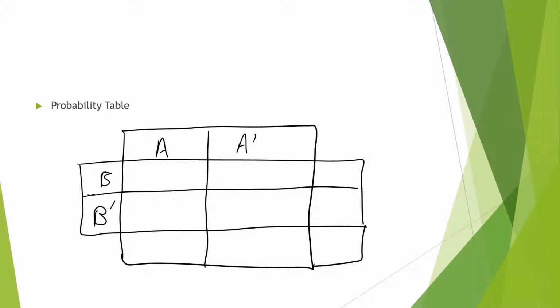The probability table shows us all the different probabilities, and it shows us all the different intersections. So let's start off with the basics. They all have to add up to 1, and if you have the probability of B and B dash, you have to make sure that they add up to 1. Same with A and A complement.